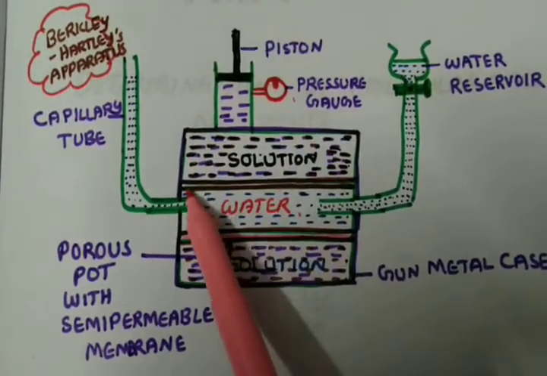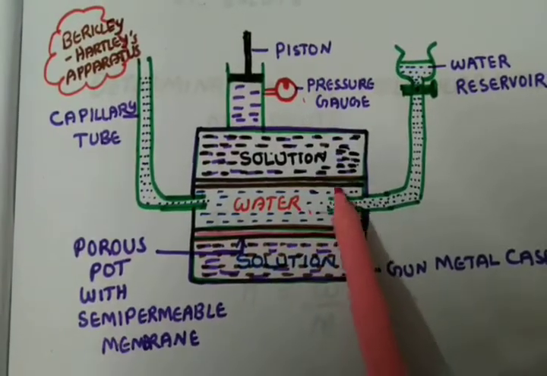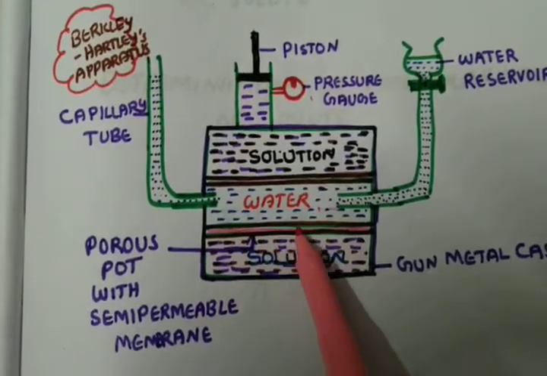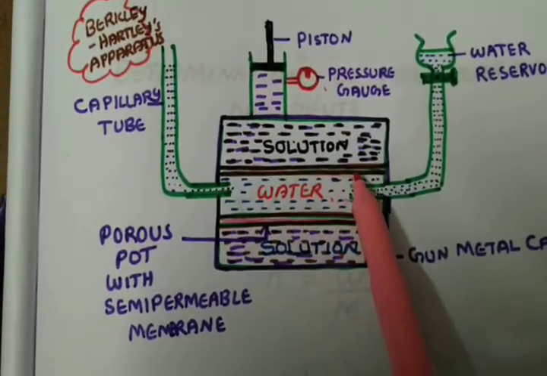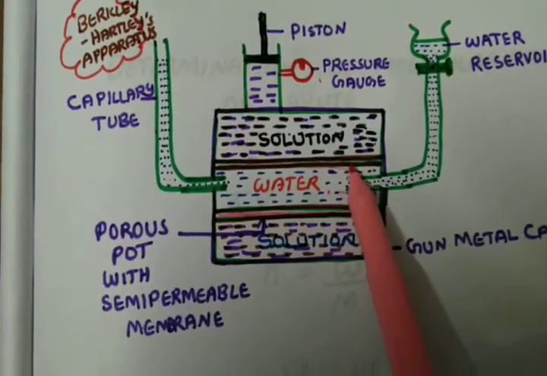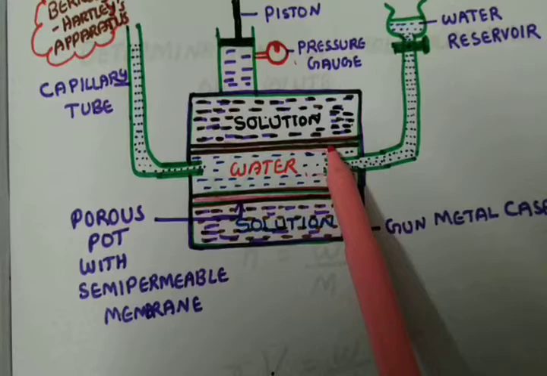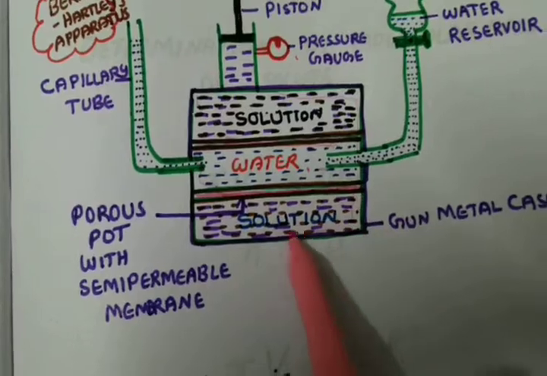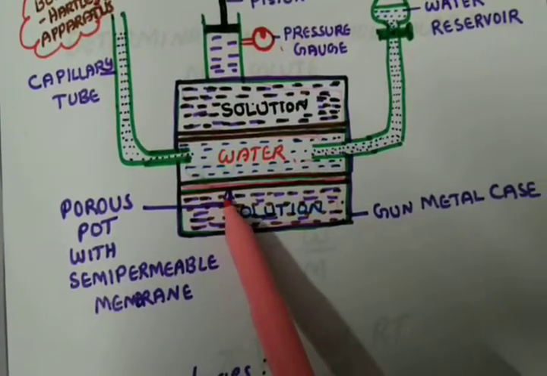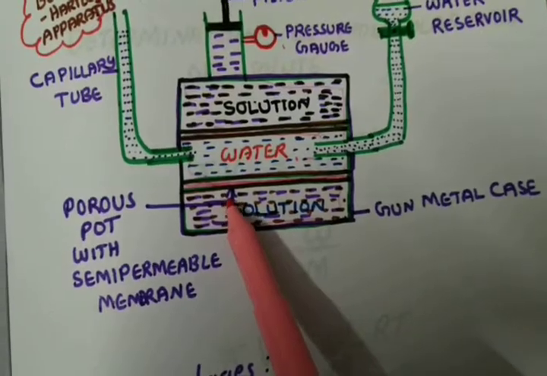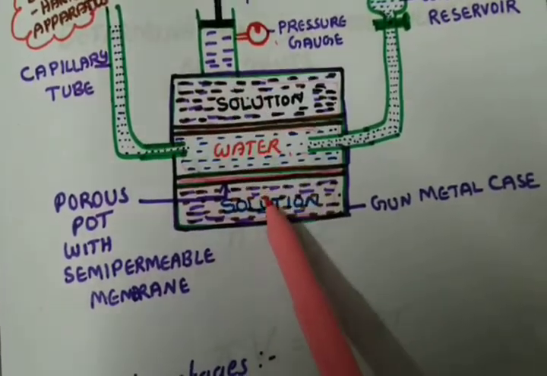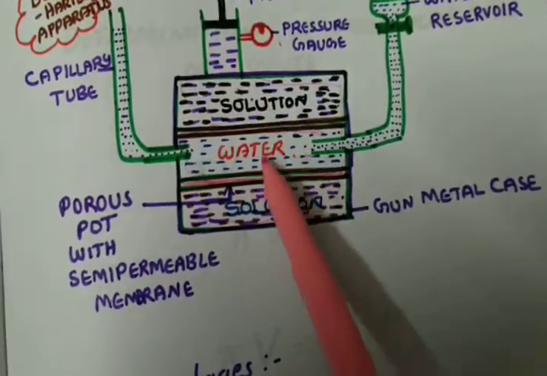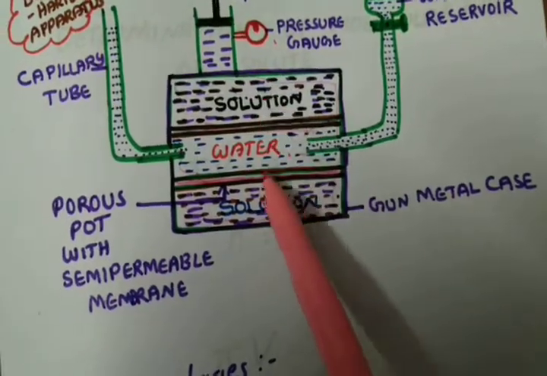The pure solvent is taken in the horizontal porous cell, in the pores of which copper ferrocyanide has been deposited for semi-permeability. Okay. This cell is placed within the gunmetal case or a steel vessel. The large outer vessel, that is here and here, is filled with the solution whose osmotic pressure is to be determined.